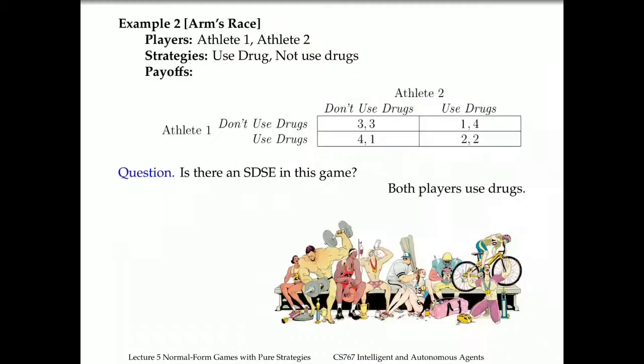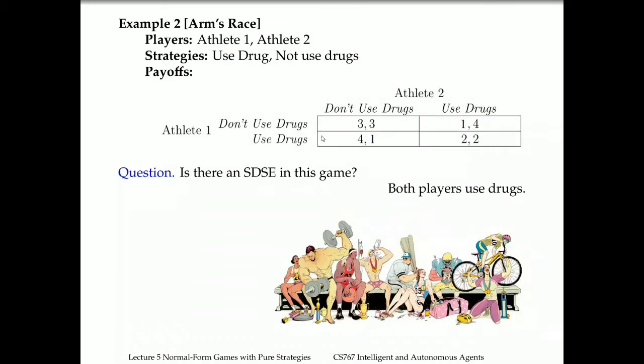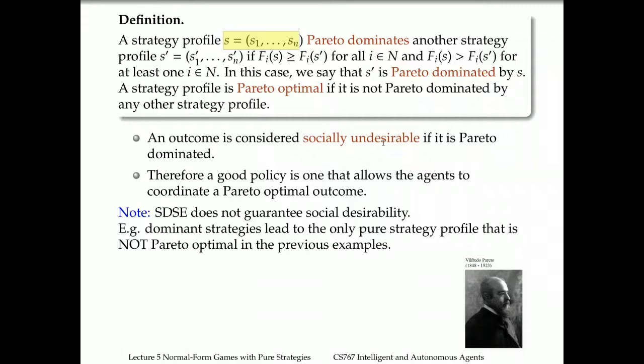If you consider this last situation, this 2-2, where both players choose to use drugs, it is dominated by the situation where both players choose not to take drugs. An outcome is seen as socially undesirable if it's Pareto dominated. So in this situation where they both use drugs, because it's Pareto dominated, it's not a socially desirable outcome. Therefore, a good policy is one that allows the agents to coordinate on a Pareto optimal outcome.